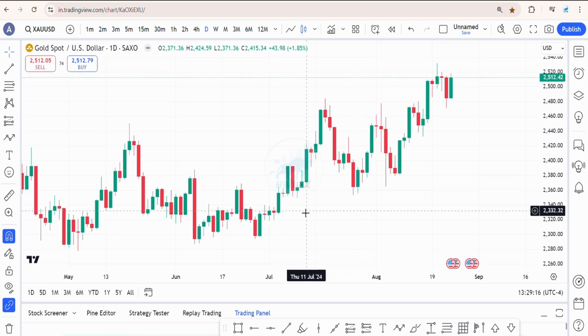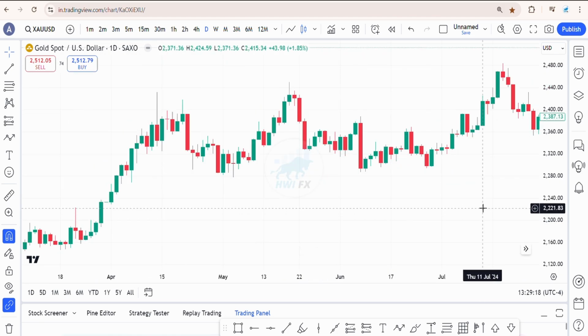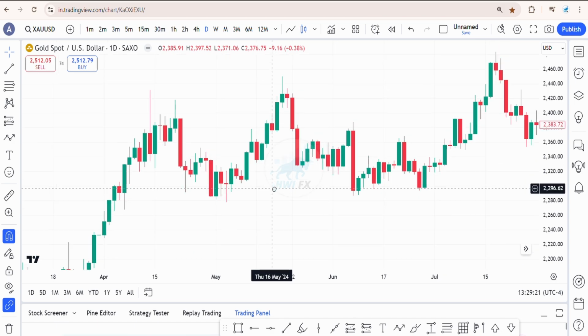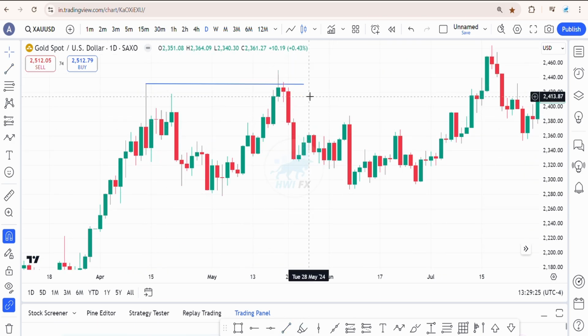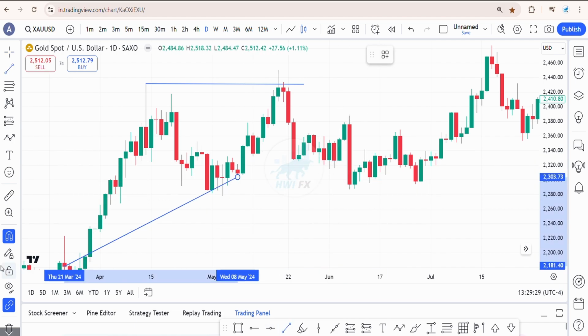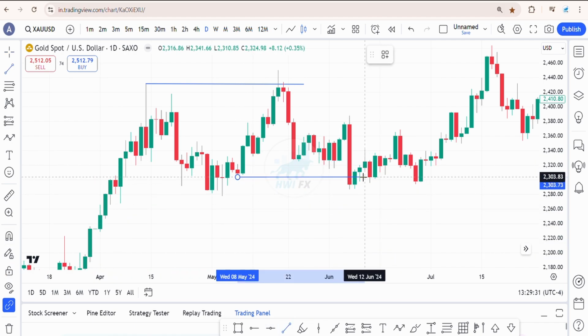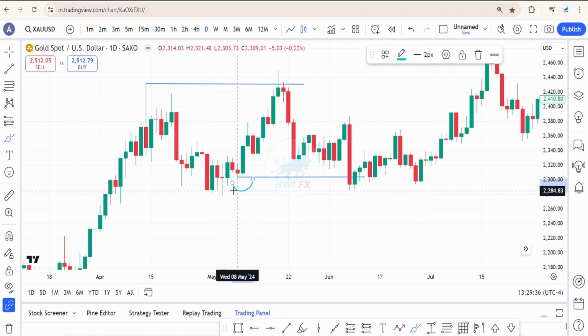Let me show you what they did after that. When they sold from here, they again found liquidity in the form of a swing low. If you see, this was again liquidity here, a lot of liquidity in the form of buyers, and a lot of sell orders are here from breakout traders.